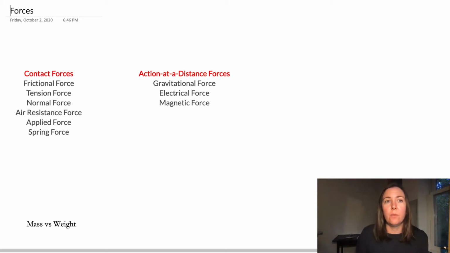What is a force? In the simplest terms, a force is a push or a pull. You apply a force to an object, and there are different types of forces that we talk about.